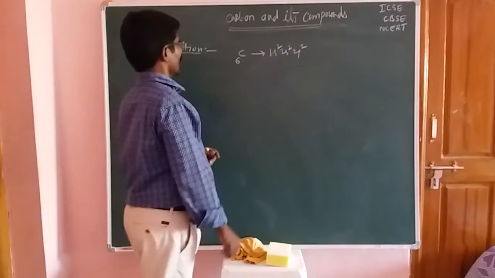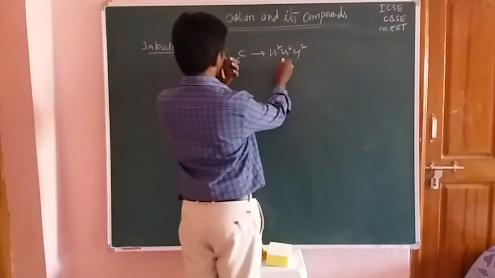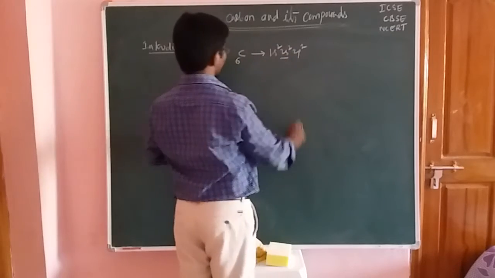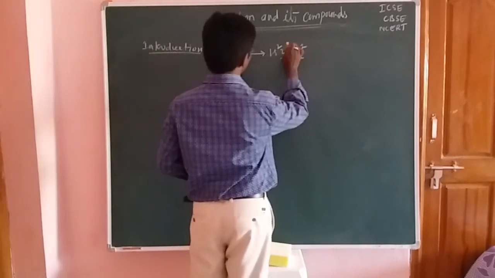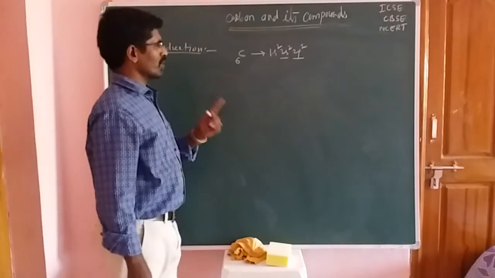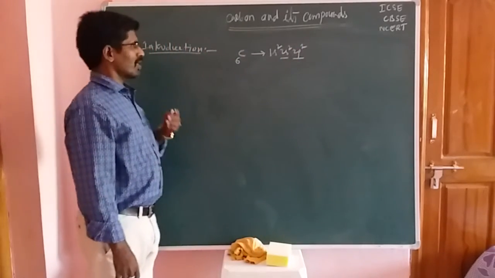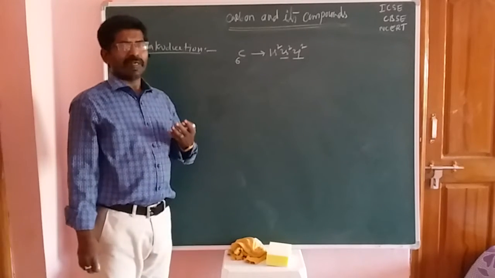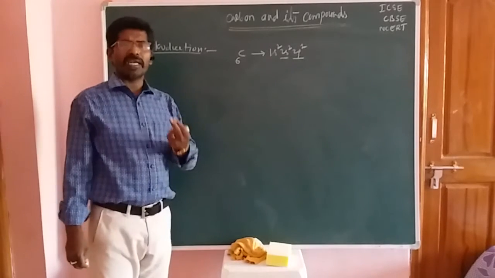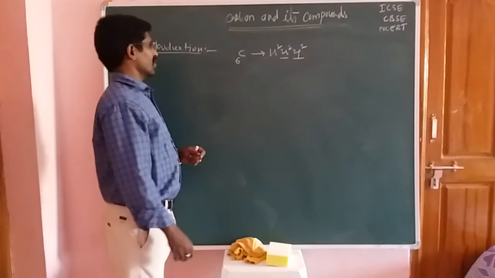Okay, students. Now all of you listen here. How many electrons are present in the s orbital? 2 electrons. And how many electrons are present in the p orbital? 2 electrons. So the s orbital contains 2 electrons and the p orbital also has 2 electrons in the outermost shell.